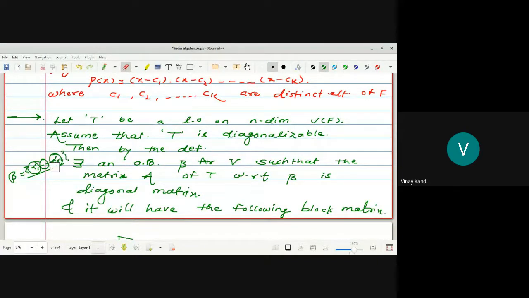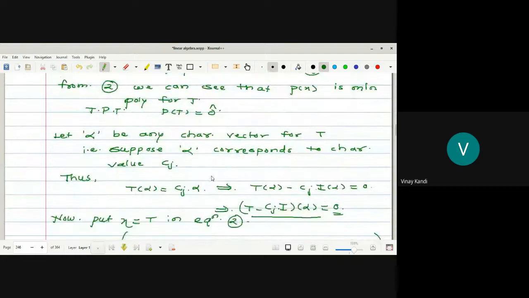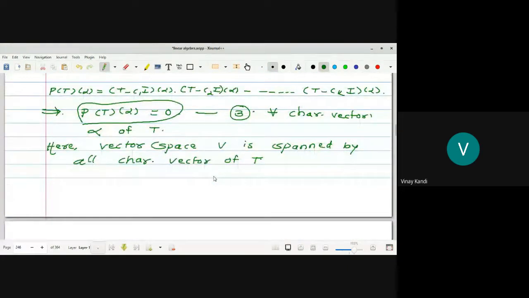Is it correct? Another meaning of T is diagonalizable is what? Each and every vector of that basis is a characteristic vector, and this vector space V is spanned by all characteristic vectors of T. That means the vectors in your beta, alpha 1 up to alpha n, all the vectors are characteristic vectors.